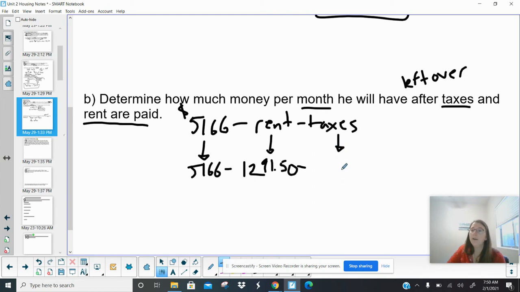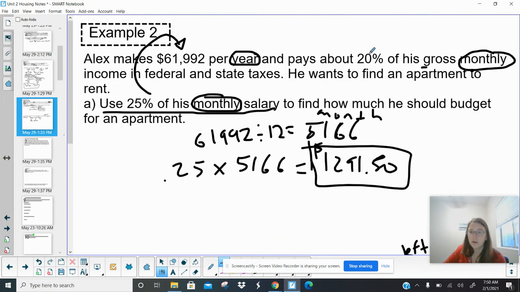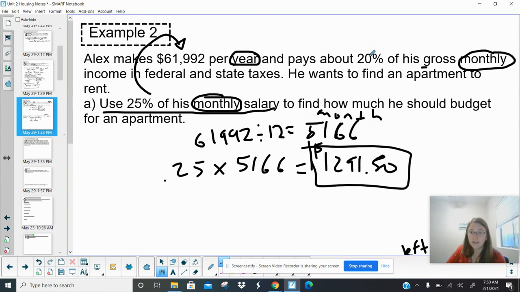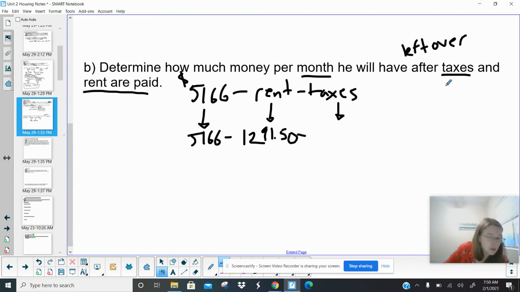Minus, well, now we need to find the taxes. So 20% of his monthly income, we know how much his monthly income is. That's how much he's paying towards taxes. So find this. To get the taxes, we need to find 20% of his monthly income. Go ahead and do it. Okay, well, it's 20% of 5,166. So 20% is 0.20. Divide by 100 if you aren't sure, times his monthly income, 5,166. This is going to tell us the taxes.